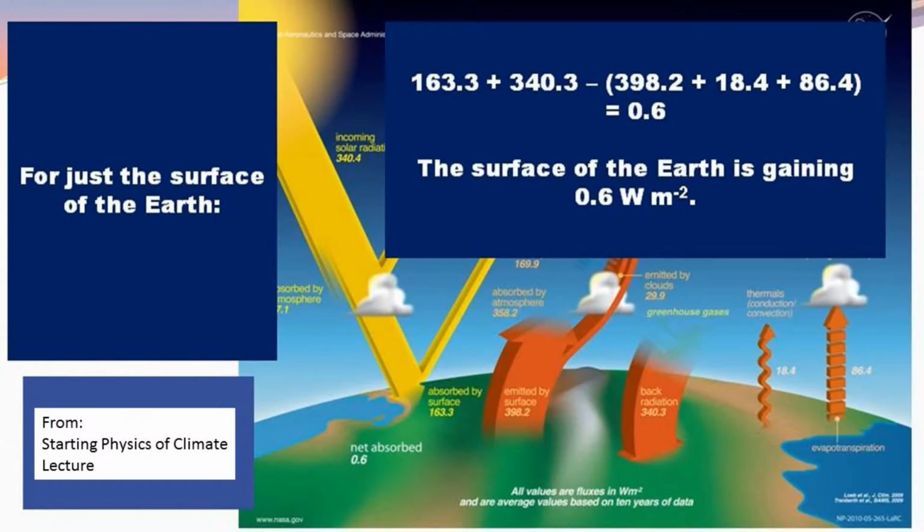And you can see how, based on observations, there is a very slight energy imbalance for the surface of the Earth, somewhere in the range of 0.6 to 0.9 watts per square meter. But there's high certainty that we are, in fact, having a positive energy budget. The surface of the Earth is having a net gain of energy.